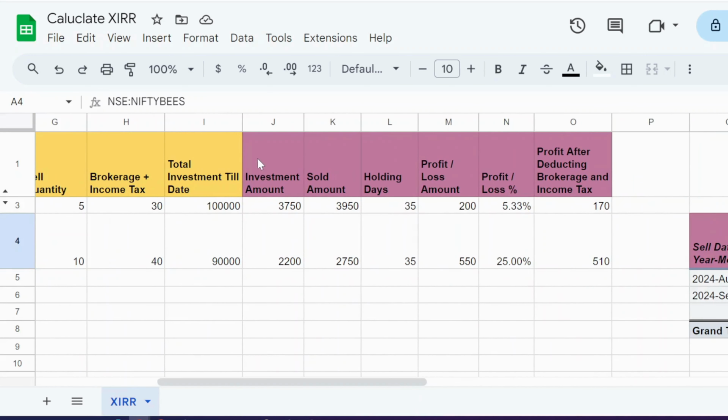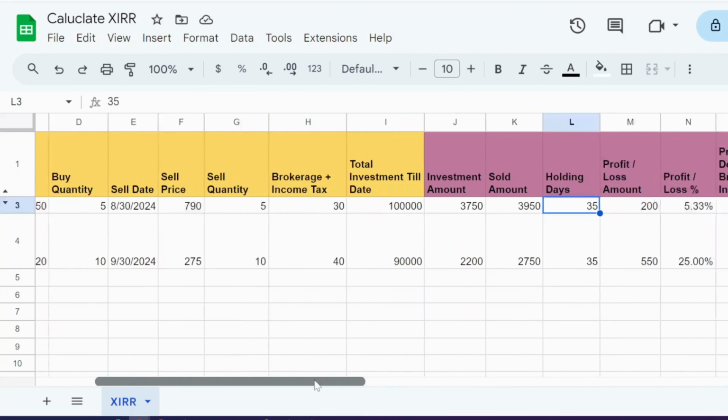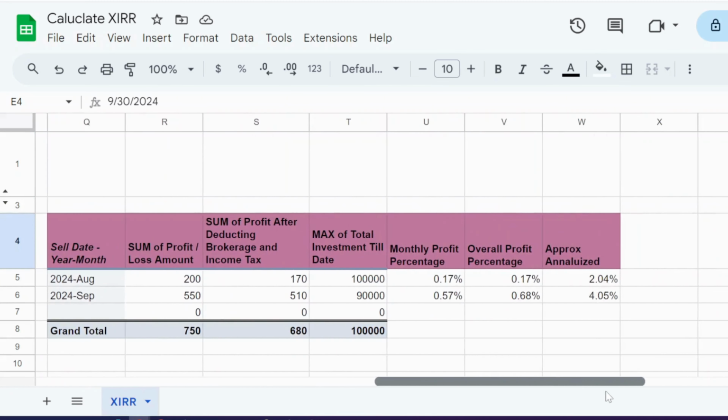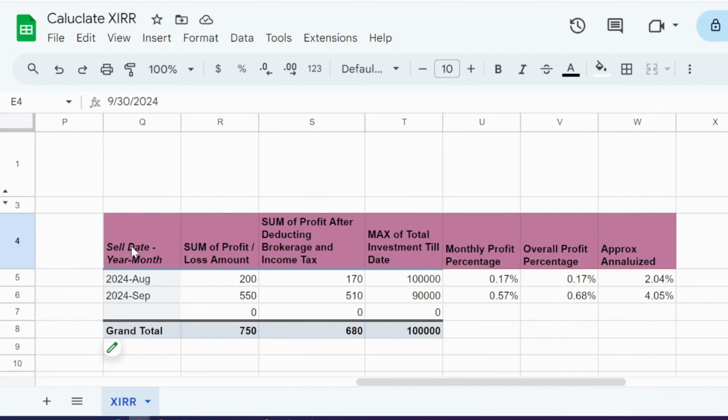Now the rest is auto calculated, so we don't have to make any changes in it. The investment amount is calculated, how much we have invested, the sold amount, how much we have got after selling it, as well as the holding days, the profit and loss amount, whether we have got a profit or a loss, the profit percentage, and how much profit we have got after deducting the brokerage and income tax. Since I have only added these two, one sold in August and one in September, this sheet will give me the summary of it.